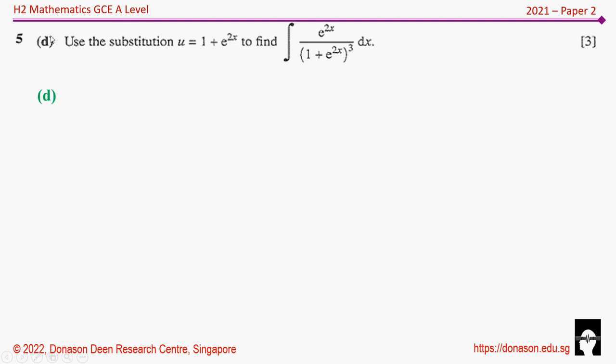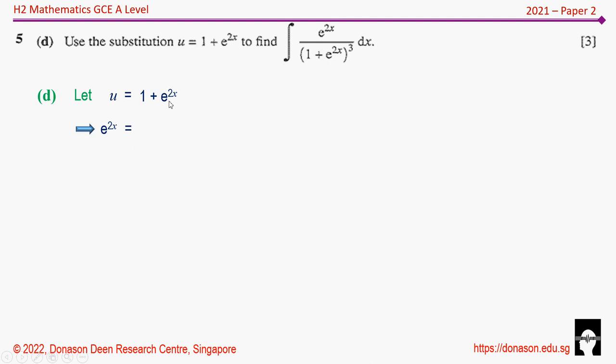Let's look at part D. Use the substitution u equals 1 plus e to the power of 2x to find this. This question is easy because the examiner has already given you the substitution you need to do. So let u be 1 plus e to the power of 2x as given. So from this, we can make e to the power of 2x the subject, because we need to substitute that for the numerator as well as for this part.